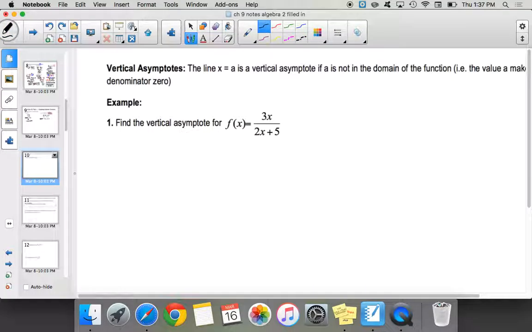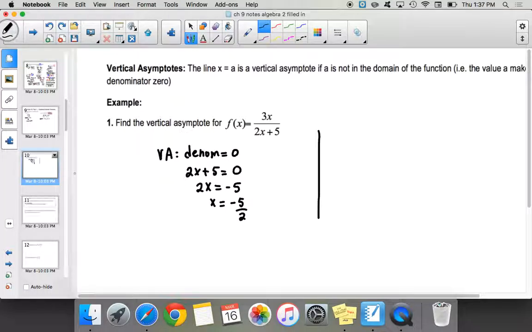Okay, so let's start with this. It says find the vertical asymptote for f of x equals 3x over 2x plus 5. So in order to find a vertical asymptote, all we're going to do is set our denominator equal to 0. So we're going to say 2x plus 5 equals 0, and we solve it out. So we have 2x equals -5. So x equals -5 over 2. Okay, so -5 over 2 is -2.5.